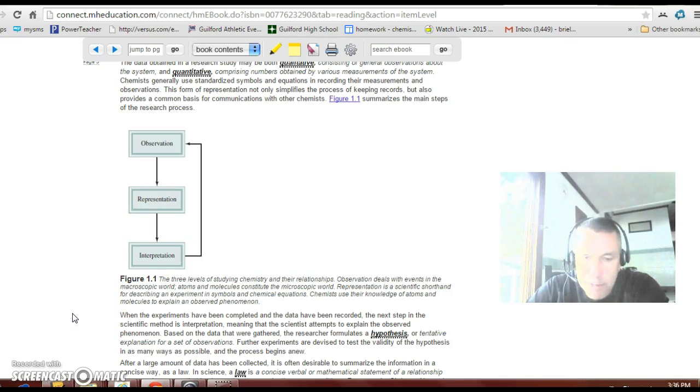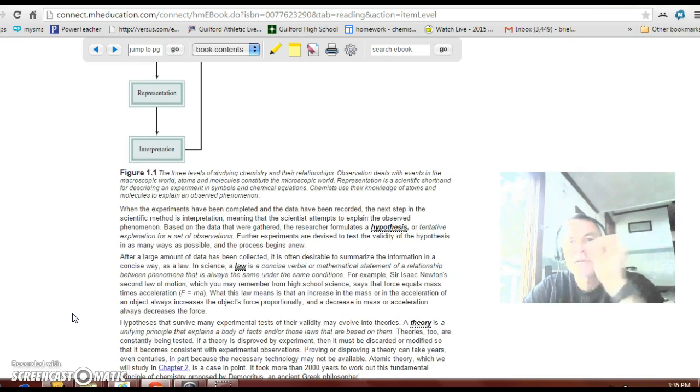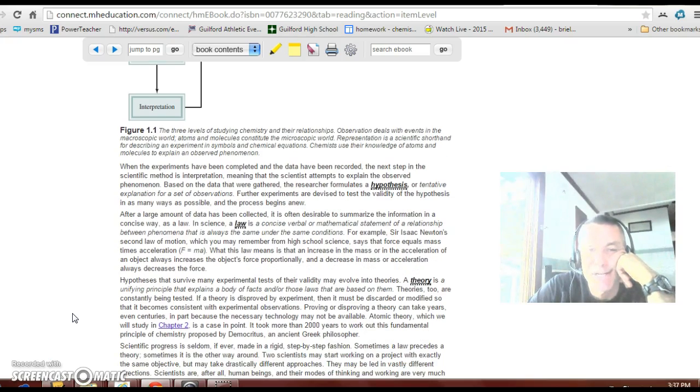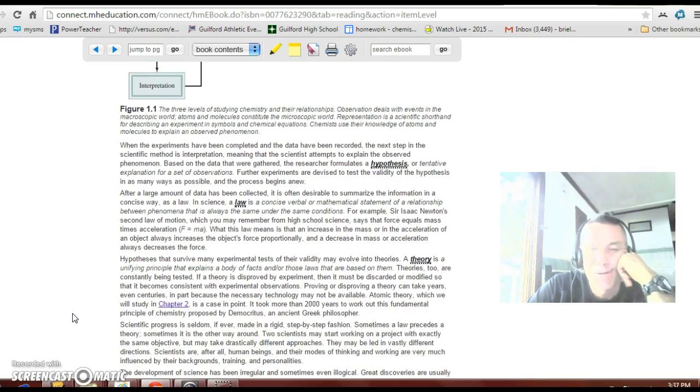Fine. When the experiments have been completed and the data have been recorded, the next step in the scientific method is interpretation. Well, that sounds important, meaning that the scientist attempts to explain the observed phenomenon. Yeah, that can be challenging. Based on the data that were gathered, the researcher formulates a hypothesis or a tentative explanation for a set of observations. That's your first guess as to why things might be.